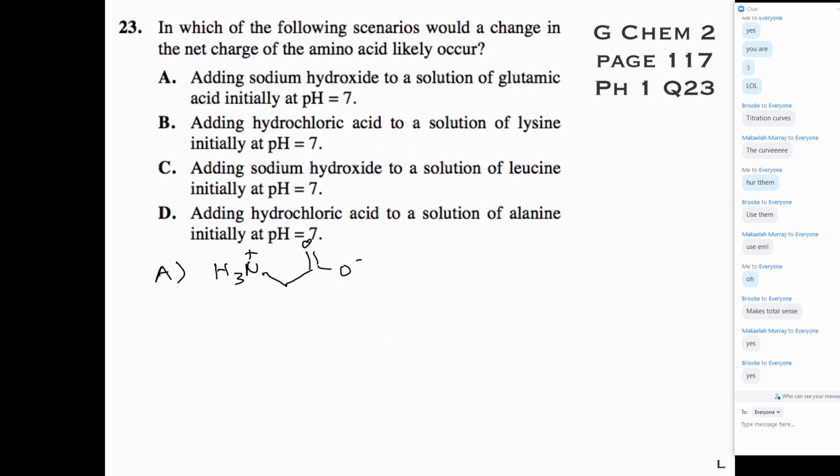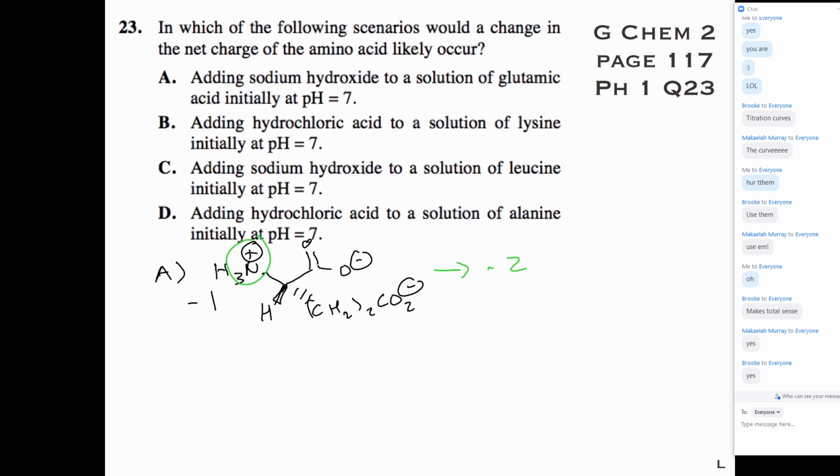The C-terminal deprotonated? What about the side chain? Deprotonated. So overall, this is initially -1. If I were to add sodium hydroxide, what could it possibly go to? Maybe -2. Maybe I could take that proton off. Okay, I don't know if that answers my question right now, so I've got to look at B.